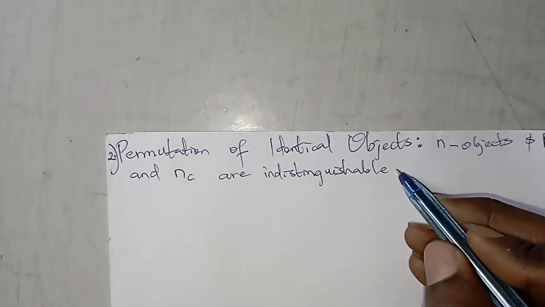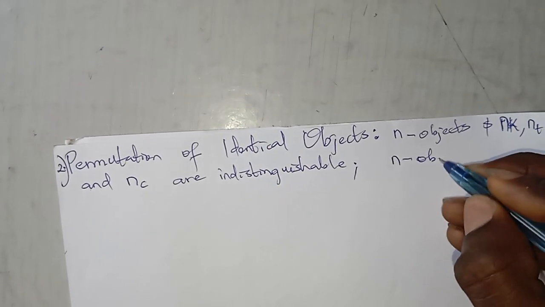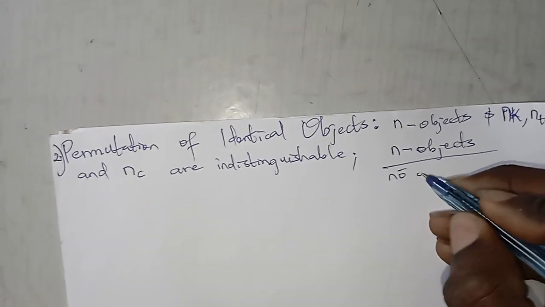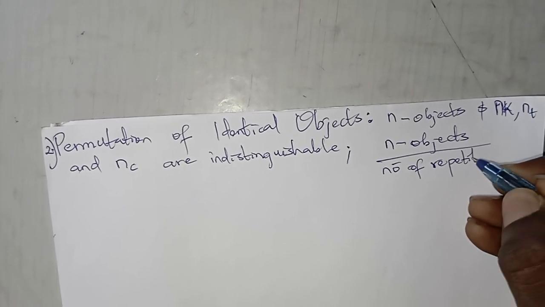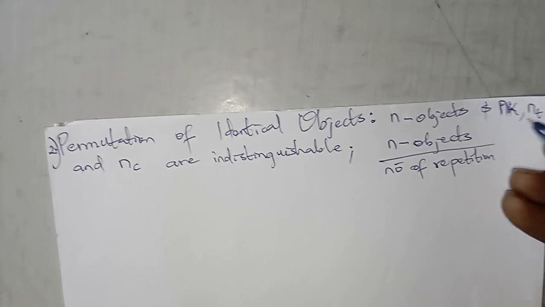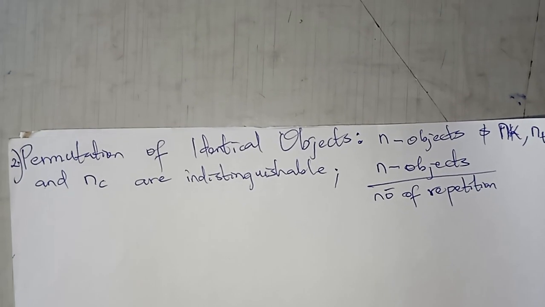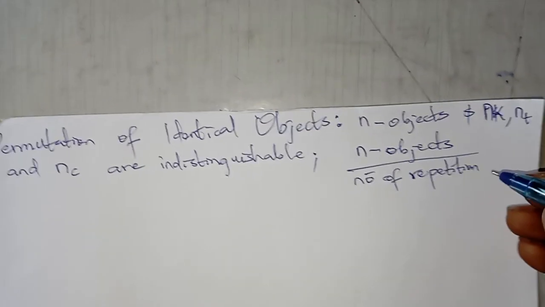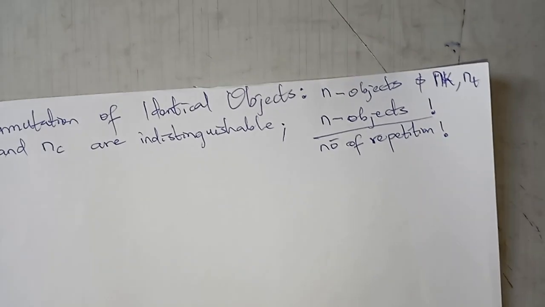So all I will do is to say the n objects, the formula I will use is the n objects all over the number of repetition. Once I notice that the elements or values inside these n objects are the same, I will do n objects factorial all over number of repetition factorial.